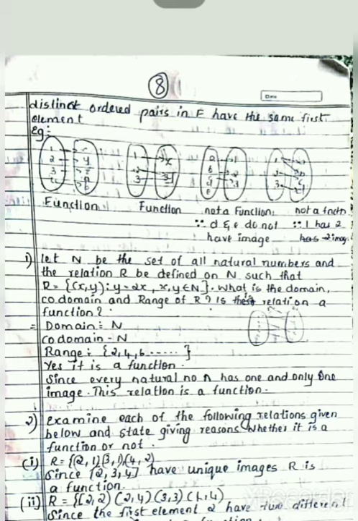Then, do the elements have 2 or more images? For example, take an element 5. Can it have 2 images under the relation defined, y is equal to 2x? 2 into 5, is it other than 10? No. So it is a function. If you write it as ordered pairs, what will you get? (1,2), (2,4), (3,6), (4,8) and so on. So the first element is not repeated, the first element is written only once, so it is a function.